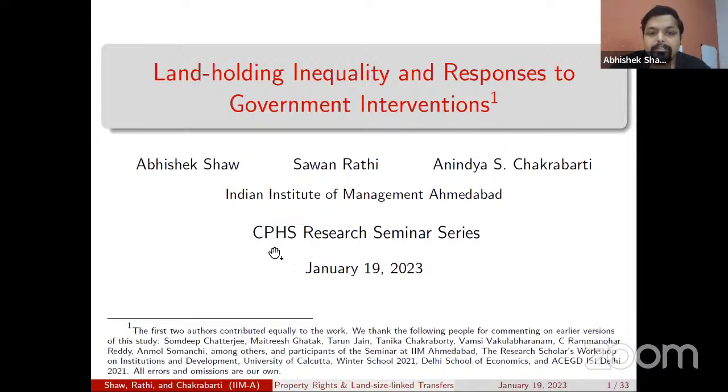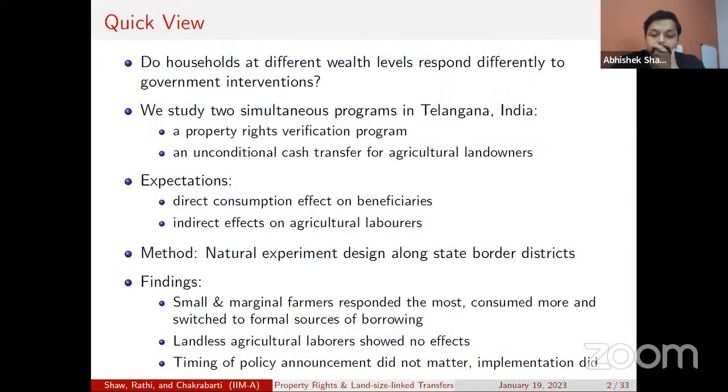So I'll just quickly summarize what we're going to do. The broad question we're asking is, do households of different wealth levels respond differently to government interventions? We're doing this by studying two simultaneous programs in Telangana, India. One is a property rights verification program, and the other is an unconditional cash transfer for agricultural landowners. The first scheme, which we'll get to later, is called the Land Records Updation Program, and the second is the Raitu Bandhu agricultural transfers program.